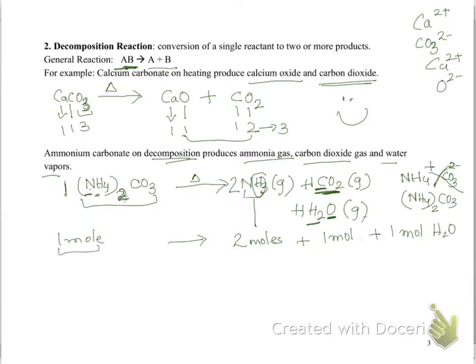And 1 mole of ammonium carbonate means how many ammonium carbonates? 6.022 times 10 to the 23rd. 2 moles of ammonia means 2 times Avogadro number of molecules. Avogadro number of molecules, Avogadro number of molecules. That shows the relationship.